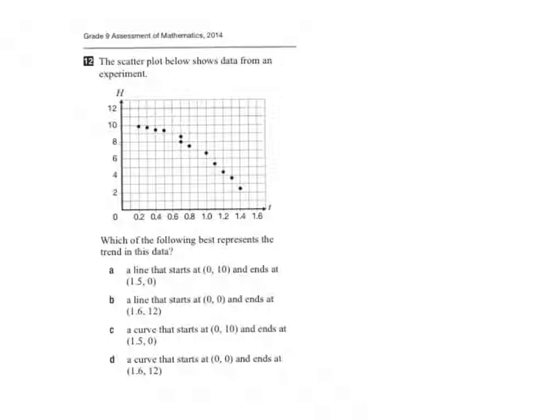So this one is asking which of the following best represents the trend. So whenever you see trend, it's talking about the pattern in the information or the line of best fit. So can you draw a line or a curve of best fit for this information? A line that starts at 0, 10 and ends at 1.50. So it'll start here and go down this way. It's not hitting any points. It's not really representing the data, so it cannot be A.